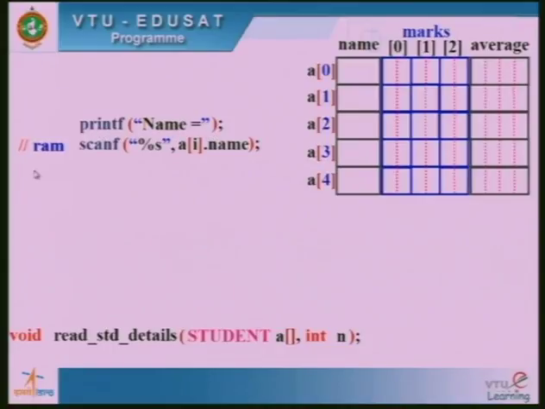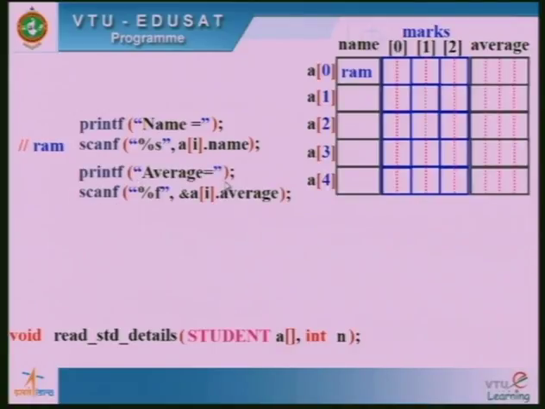Now suppose I enter RAM from the keyboard. What will happen? RAM will be copied into this memory location. Now I want to enter something into average. So I write ampersand a of i dot average. What is it? It is of type float. So what is the format specifier? %f. And here I use the scanf function. So before that what do we write? Printf average equal to. Suppose average marks is 24.5. If I enter 24.5 and then press enter, what will happen? This 24.5 will be copied into this particular field.